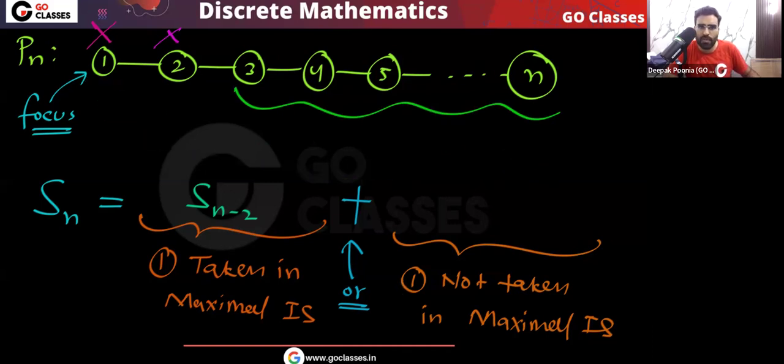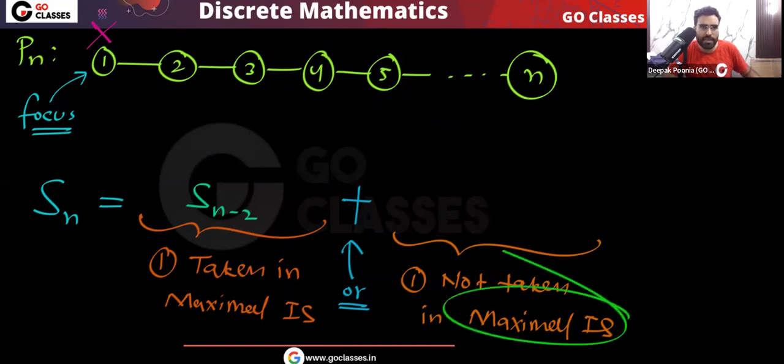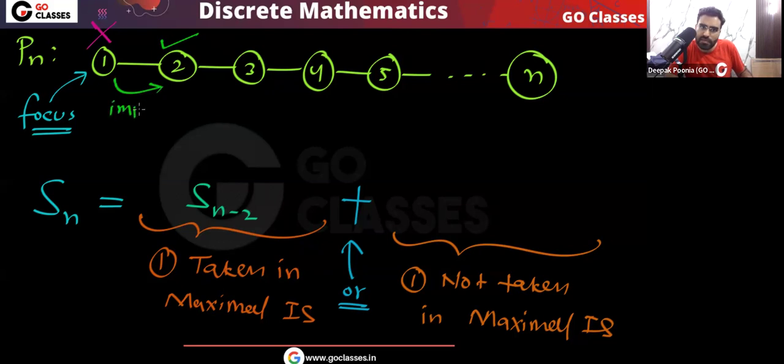Okay, yes or no? So remember, very simple. My purpose is to find a maximal independent set. And if I don't take this one, then it is necessary that I must take 2. It's necessary. If I don't take this one, then it will imply that 2 is taken. Okay. So now once 2 is taken, then definitely 3 I cannot take.